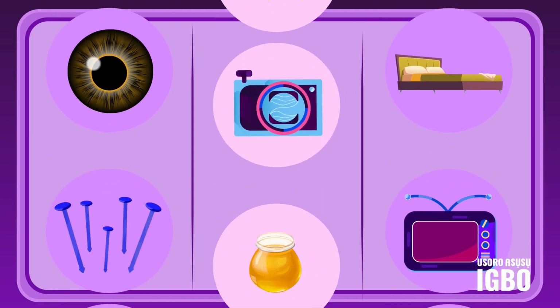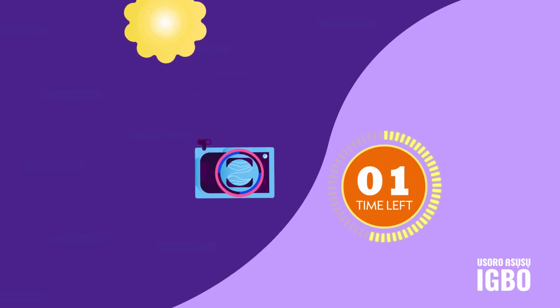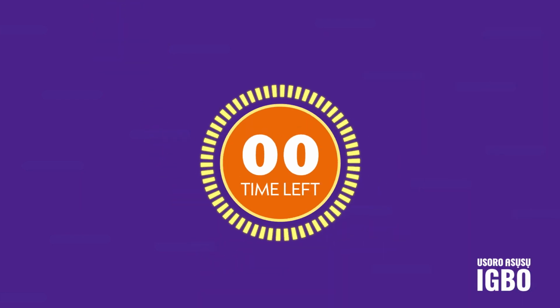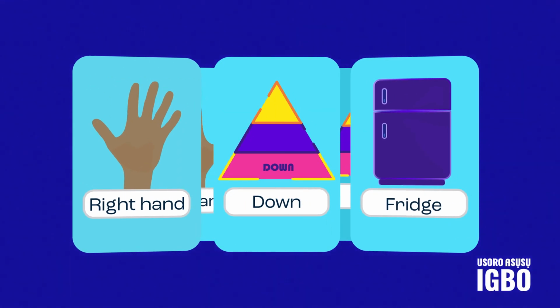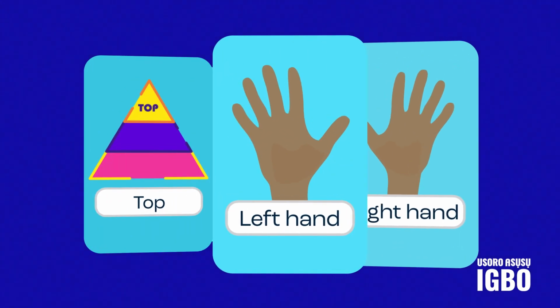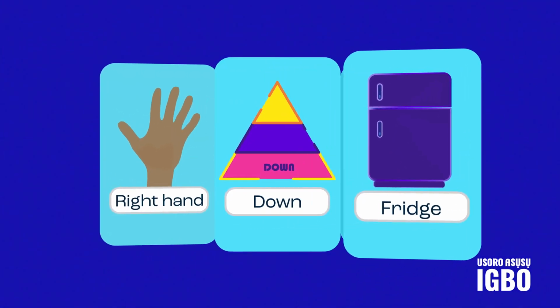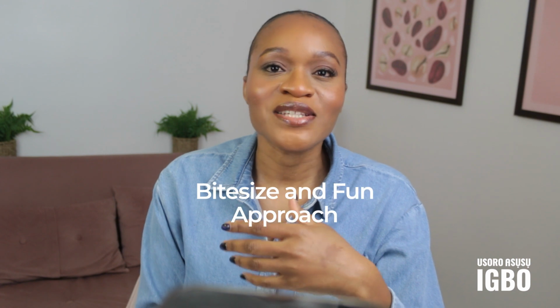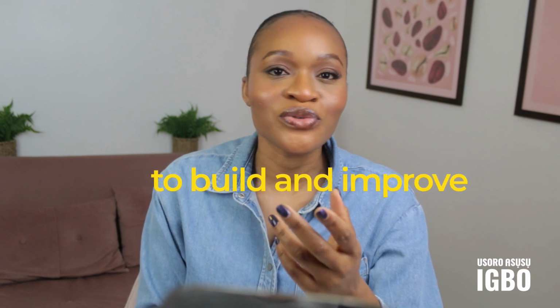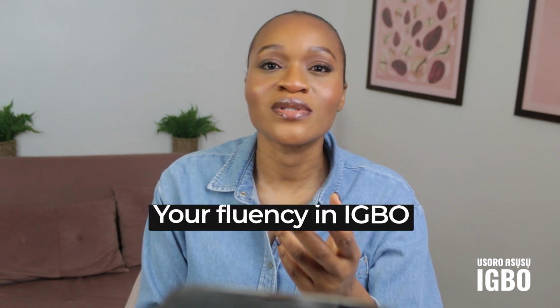And in no particular order, we are going to learn how to say and play the picture vocabulary quiz for the following Igbo words. Down, right hand, left hand, top, fridge. This is a bite-sized and fun approach to building and improving your knowledge of everyday Igbo words.